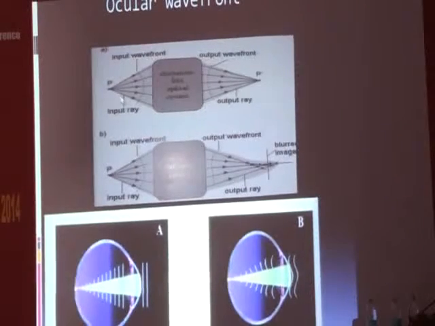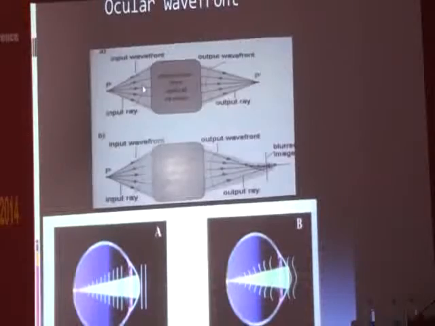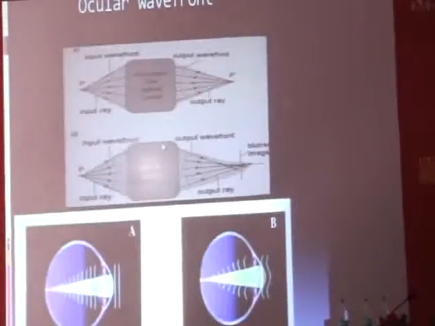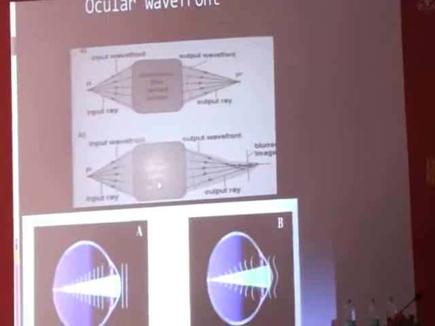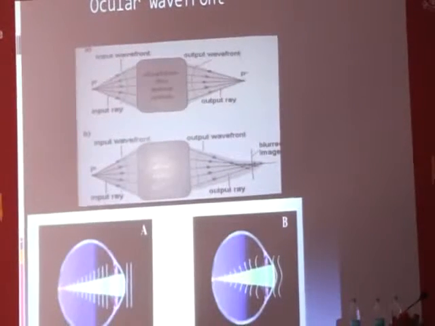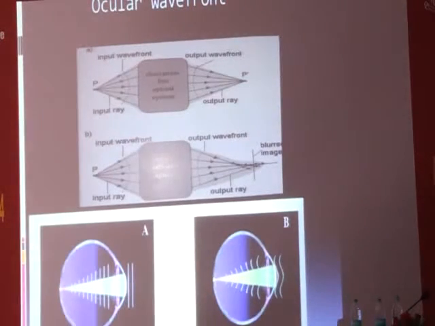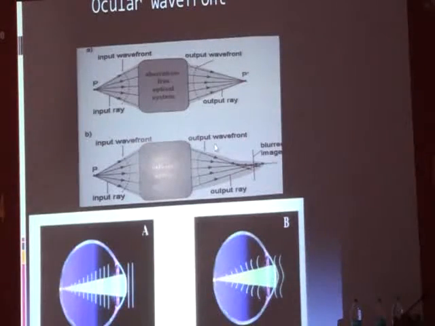Whatever the input wavefront is, the output wavefront matches it. It is exactly identical. In case there are any problems with the optical system, if there are aberrations, the output wavefront will deviate from the input wavefront and it can be distorted.